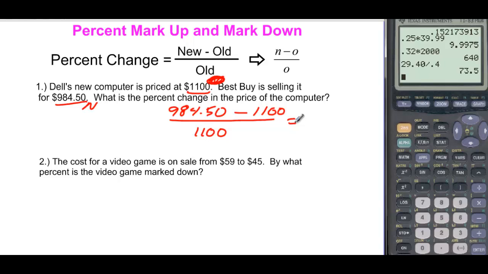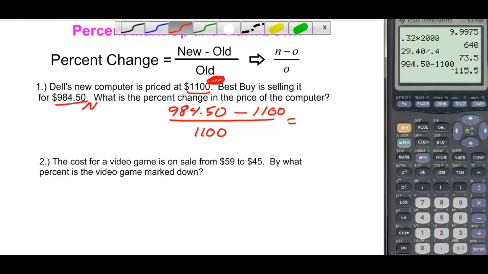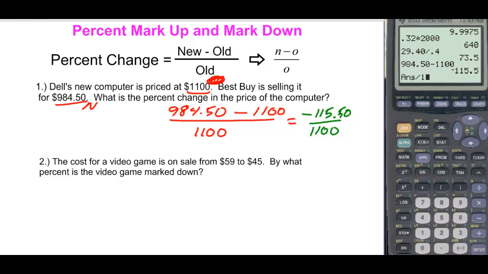So now we just plug it into a calculator. What I'm going to do first is $984.50 minus $1,100. And that is negative. Now notice the negative sign showed up because that means it's discounted. So the price went down. That's important. The setup is good because it tells you if it's positive or negative. So now we divide it by $1,100, the original price, and let's see what the percentage comes out at.